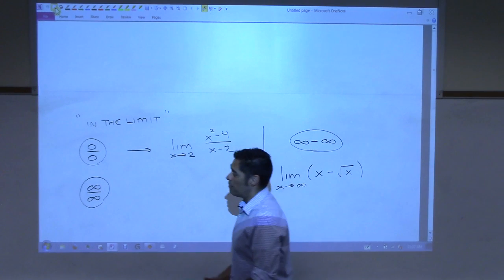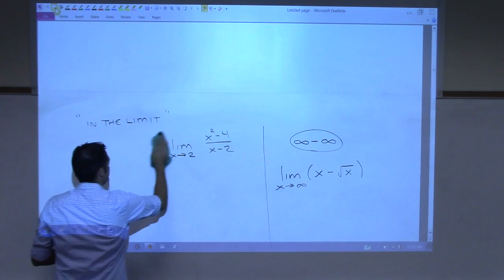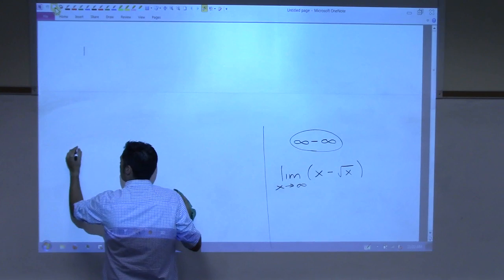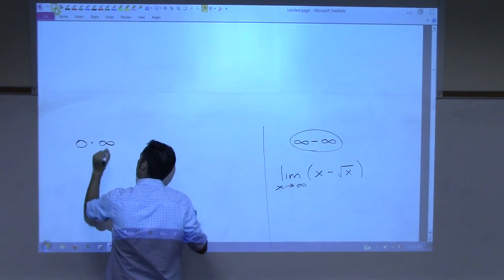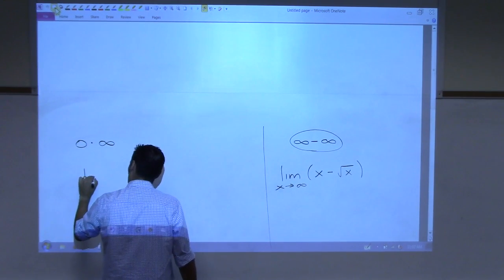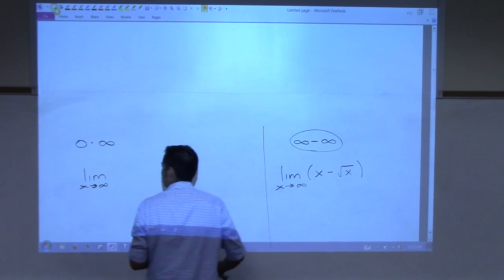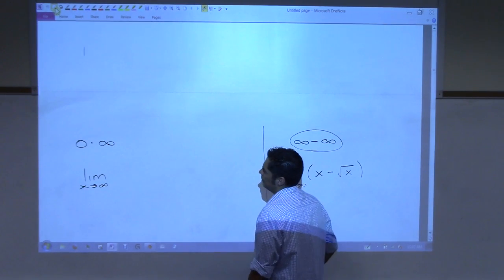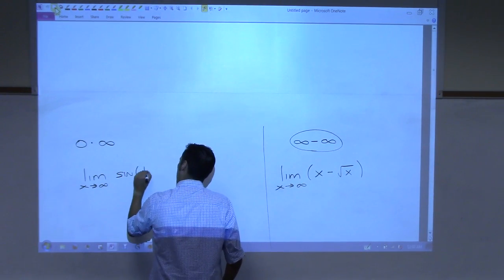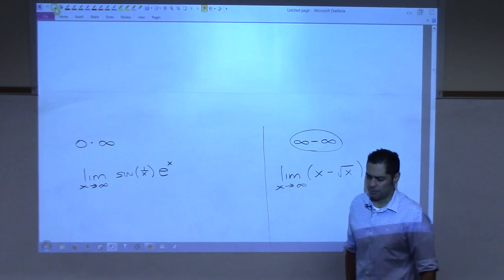But there are several others that we need to be able to deal with. One of them being 0 times infinity. And I want us to think deeply about this, all right? 0 times infinity. An example of this would be, let's say, the limit as x goes to infinity of, what can I do here? How about this? Sine of 1 over x times e to the x. Take a look at that right there.